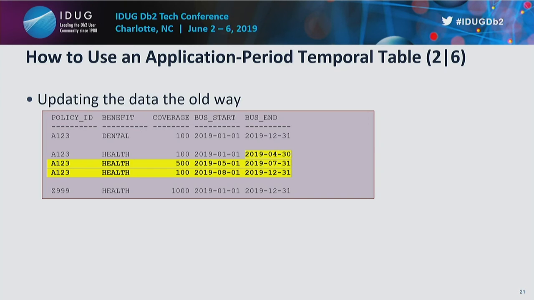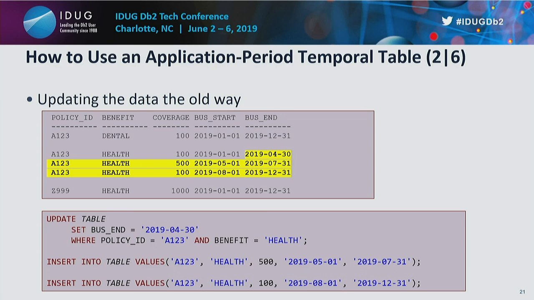This is updating the old way. So before, if you're not using temporal tables, how would you traditionally achieve this? You'd have to update your table. You have to specify, so set your business end to 0430 for this policy and this benefit. So that's one statement. Next, you want to insert into the table these values. So what I'm doing for the month of May through July, to the end of July, I'm increasing their coverage to $500. Let's say you went away on vacation, you want a bit higher coverage while you're gone. When you come back, you're going to lower your coverage again. So for that 2-month period, you want more coverage while you're out of country.